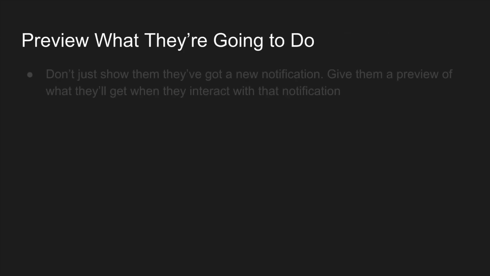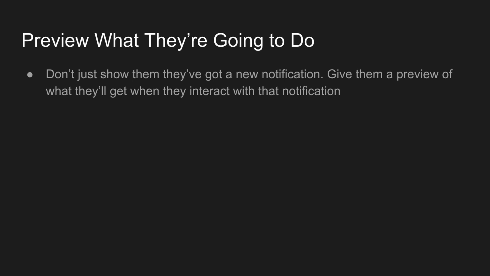Okay, and the last one is to preview what they're going to do. Don't just show them that they've got a new notification. Give them a preview of what they'll get when they interact with that specific notification. For example, if it's a messaging app, preview the message that someone sent them so they know the context of who sent them that message. Is it an important message? Is it not an important message? So that they can know how they want to interact with it.